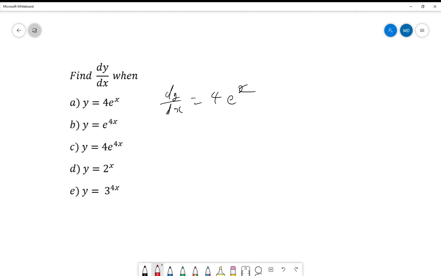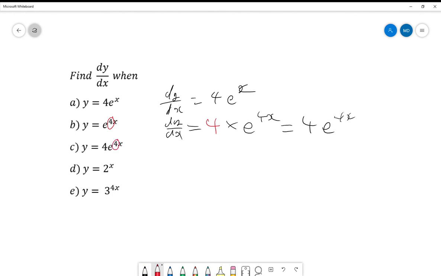Here, we've got the 4 inside the function. It's part of the x itself. So we're going to bring that 4 out. Dy by dx is going to be equal to, thinking about that 4 multiplied by, and then everything acts as normal, and e to the x differentiates to itself, e to the 4x. And so we get 4e to the 4x.